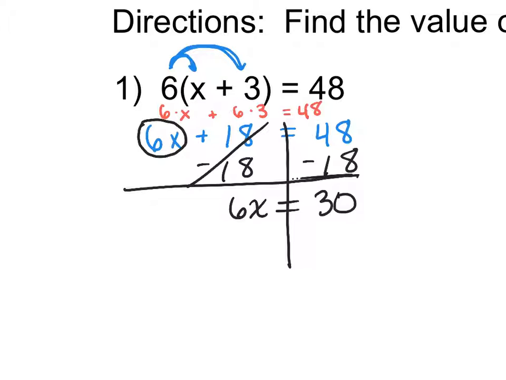6x, when I have a number next to a variable, they're being multiplied. So I'm going to undo that multiplication by division. So divide by 6, and I'm left with x equals 5.